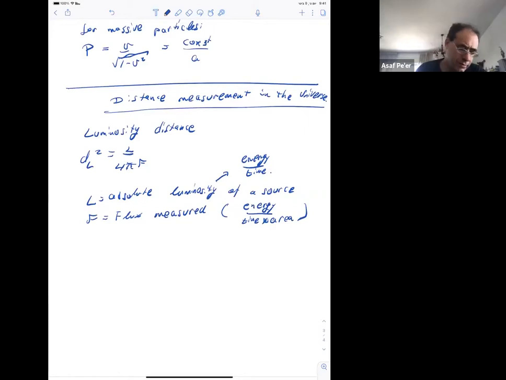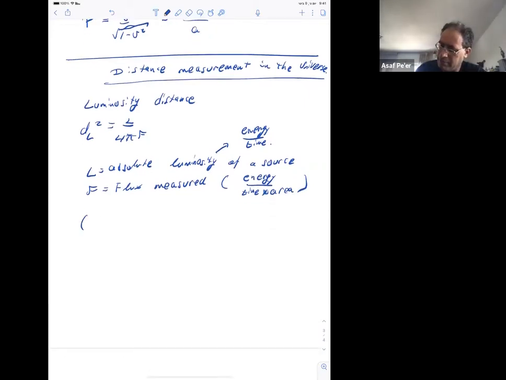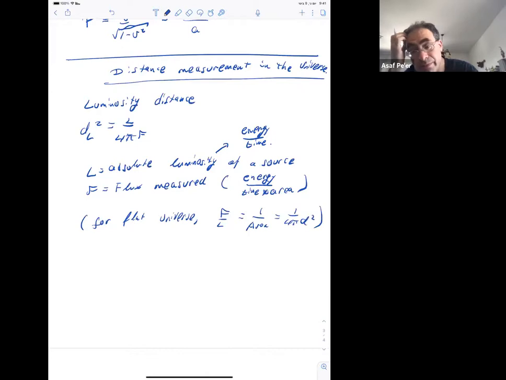Okay, so you know F over L. So for a flat universe, F over L is just 1 over the area. So it's just 1 over 4 pi d squared. Just for a flat universe, I can say d. Okay, that actually manifests the importance of what we call standard candles in astronomy.